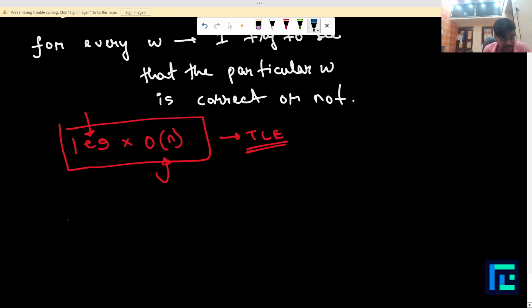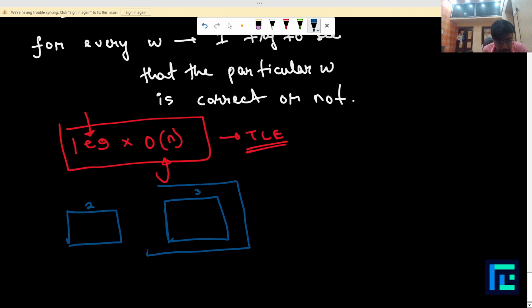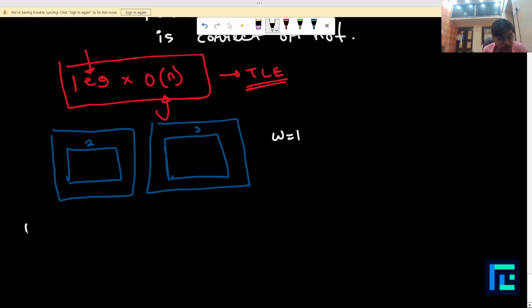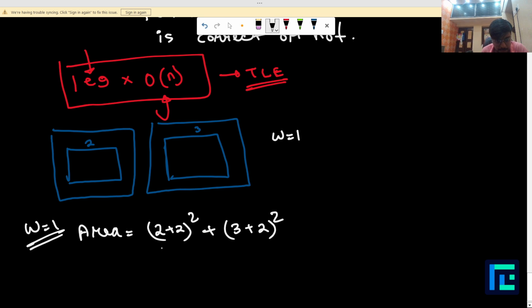If you observe one thing, suppose I have a picture of side length 2 and a picture of side length 3, and I am mounting both pictures on a cardboard. Let's suppose I keep my W as 1. With W equal to 1, can you compute the area of cardboard utilized? It will be 2 plus 2W squared, that is side length plus 2W, so (2 plus 2W) squared plus (3 plus 2W) squared. How much does it come out to be? It comes out to be 16 plus 25, right?